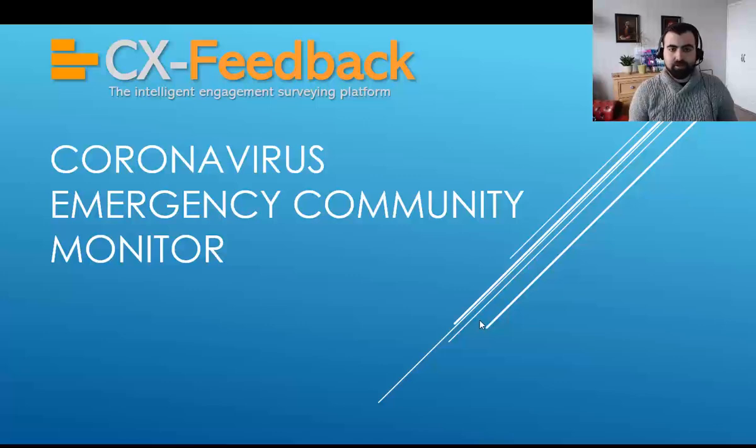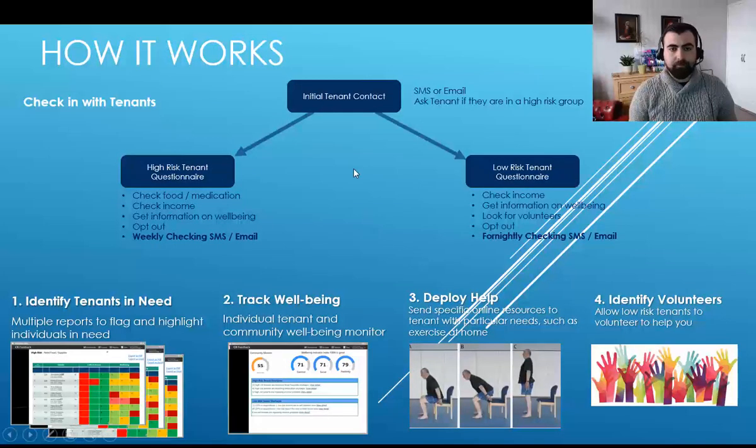So a quick explanation of how the system works. It uses email and SMS predominantly to message your tenants to check in on their critical factors, how they're doing for their food supply, their medication supply, their income, but also on their well-being factors, which I think are probably going to become more important even than the critical factors. The well-being factors, of course, are social well-being, physical well-being, and mental well-being.